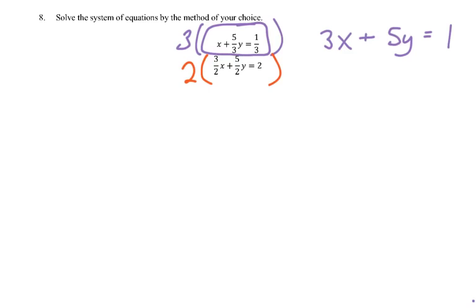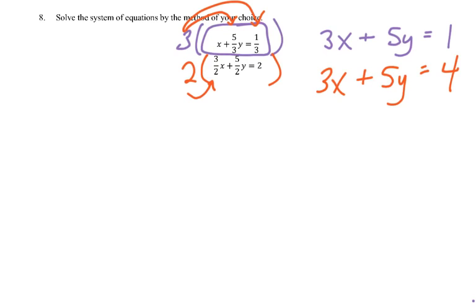Because when you multiply 3 times 5/3, you get 5. And when you multiply 3 times 1/3, you get 1. 3 times 1/3 equals 1 whole. Okay. We're going to do the same thing here. 2 times 3/2 x is going to equal 3x. And then 2 times 5/2 y is going to equal 5y. And then 2 times 2 equals 4.